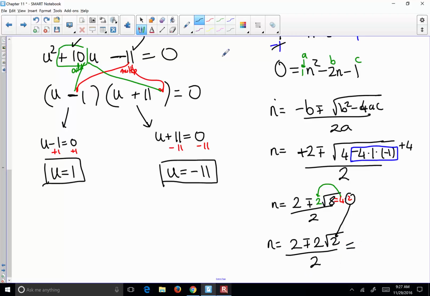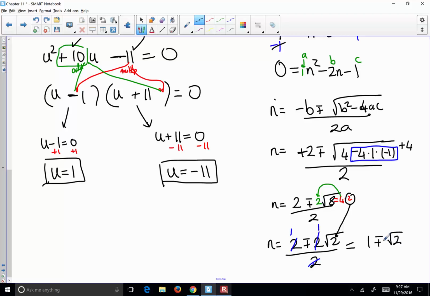And one more thing. 2 divided by 2 is 1 when you cancel it. So the result is 1 plus minus 1 root 2. But 1 root 2 is the same as just root 2. You got 2 solutions here. 1 plus root 2 is the first one. 1 minus root 2 is the second one. There you got 2 right here.